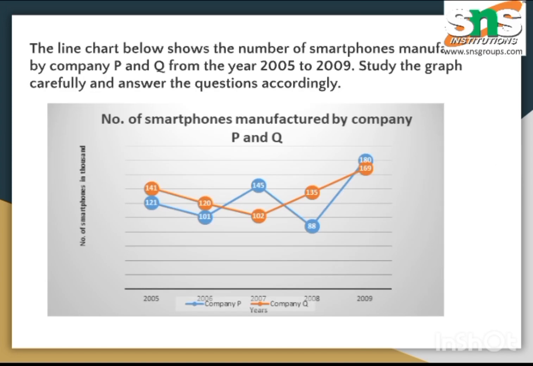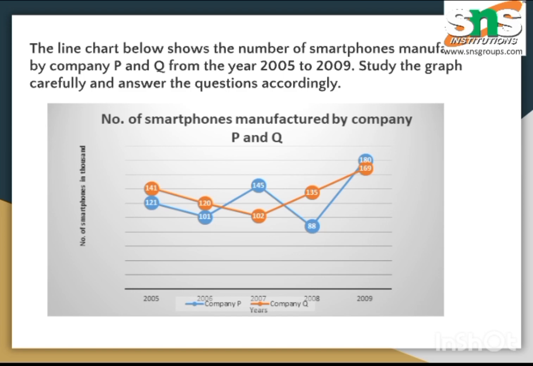The first question is, the line chart below shows the number of smartphones manufactured by companies P and Q from the year 2005 to 2008. Now you should study the graph properly and get the answer. We have 2005 data, 2006, 2007, 2008 and 2009. The orange line depicts company Q, the blue line depicts company P. All the numbers of smartphones are given in thousands, 141,000, 121,000, and it goes on like that.